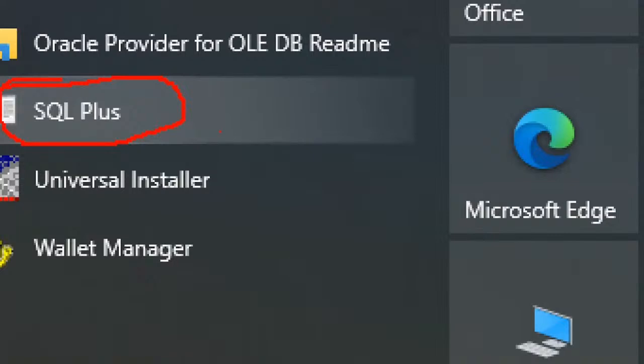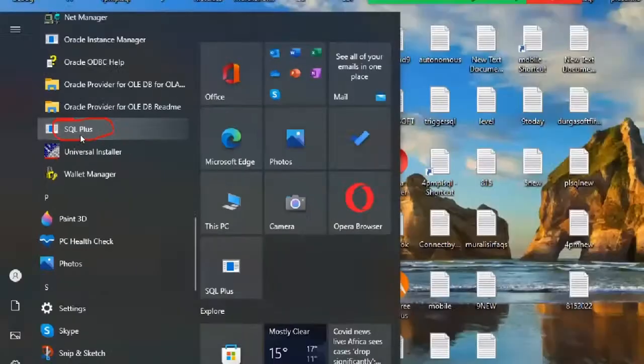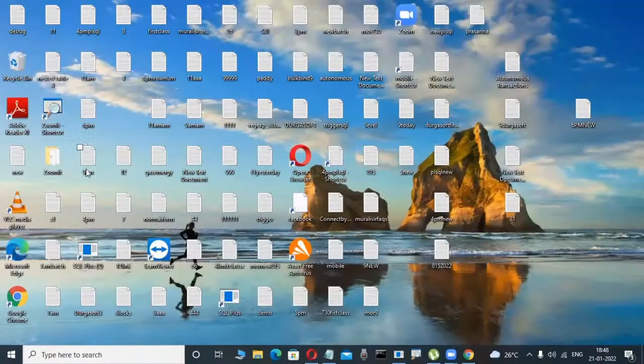SQL*Plus is a default tool. Again, SQL Developer is a tool, a GUI tool. That tool you can also install, not a problem. Again, SQL Navigator is a tool, Toad is a tool. Those are all explicit GUI tools. But SQL*Plus you are not required to load. Once we load the Oracle software, the SQL*Plus tool is automatically available.